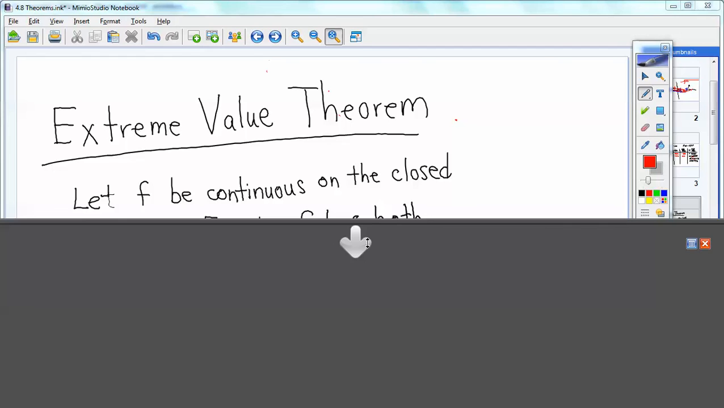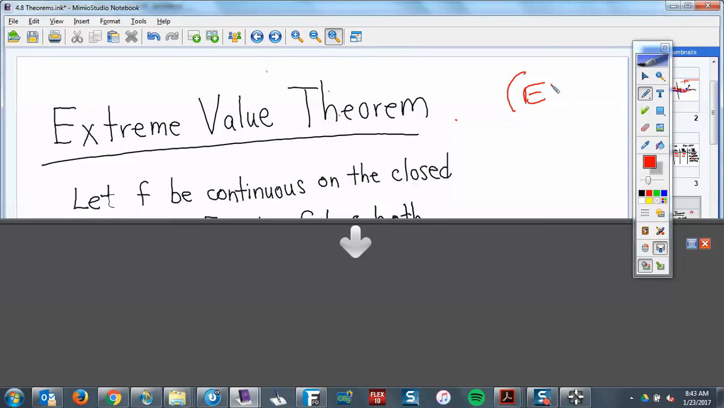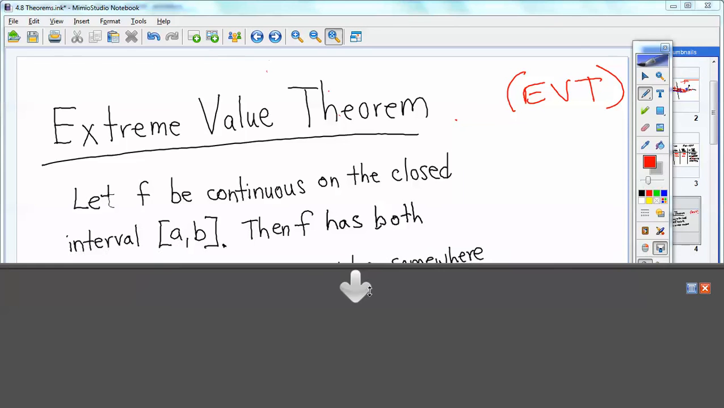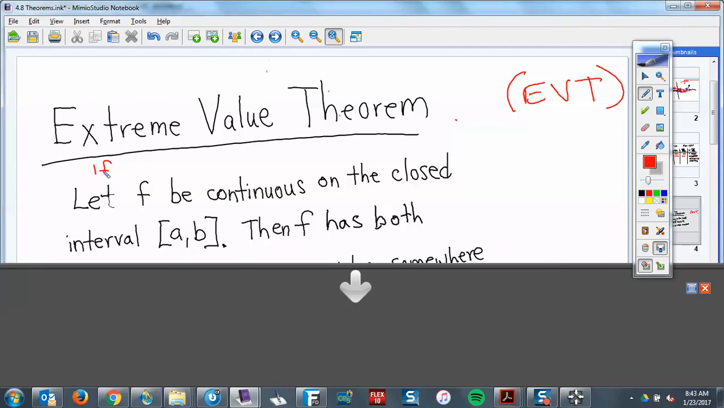All right, here's what it is. I just noticed I kind of wrote uphill on this. The extreme value theorem, and throughout the book, questions, and so forth, a lot of times we call it the EVT. The EVT, extreme value theorem. Let f be continuous on the closed interval AB. This is kind of the if part. Now, all theorems have what's called the hypothesis and then the conclusion.